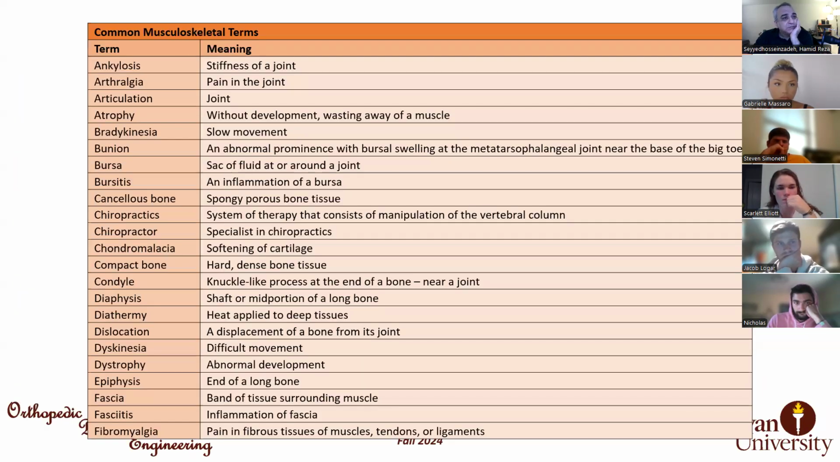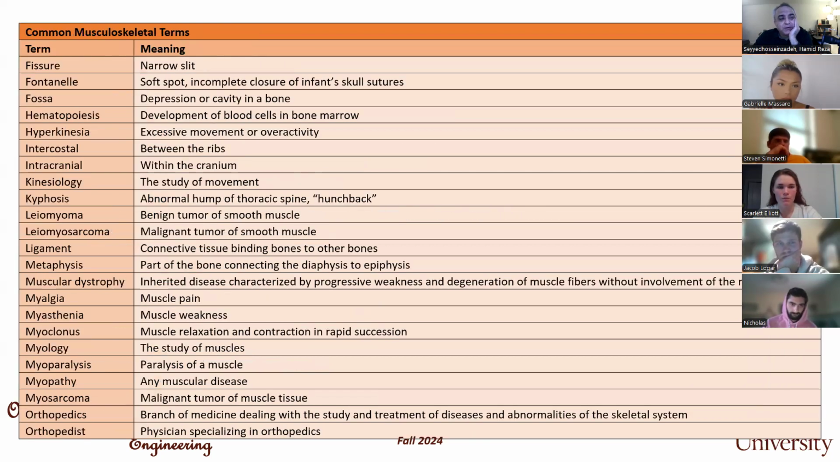And also there are three more tables that I collected of the most common musculoskeletal terms. These are the combination of those roots, suffixes, and prefixes. And these terms are the most common terms that are in use in orthopedic surgery. Again, you don't need to memorize them, but become familiar with them.